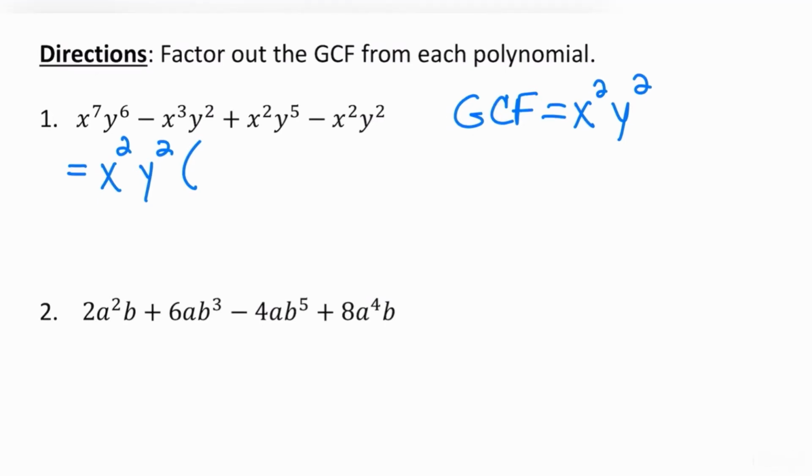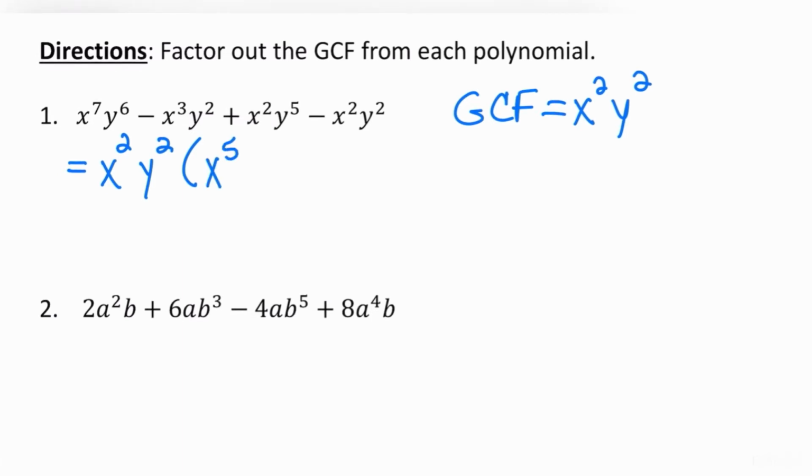So from the first term, I used to have x to the 7th, y to the 6th. I factored out x squared, y squared. The difference in the exponents is going to be x to the 5th power, y to the 4th power, because what we're doing is dividing, and when you divide, you subtract the powers. For the second term, you bring down the minus. So x to the 3rd, y to the 2nd, you subtract the exponents from what you factored out, the x squared, y squared. And so now we're going to have 3 minus 2 is 1, and then the 2 minus 2 is just 0. So that basically means I don't have to write any y's anymore.